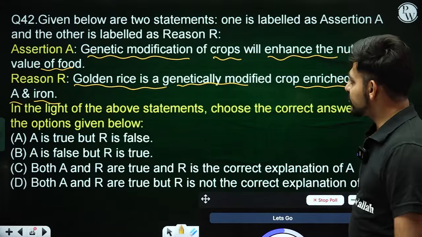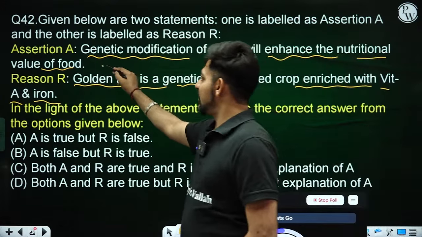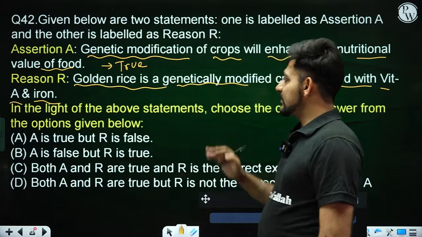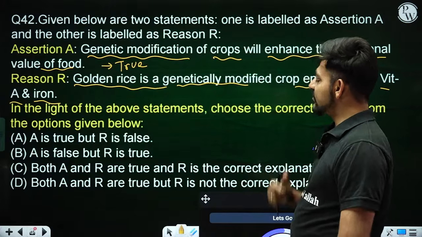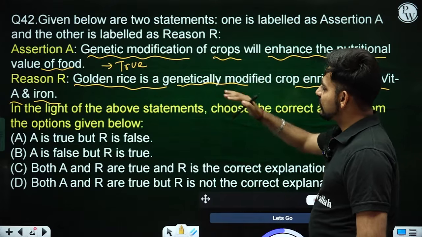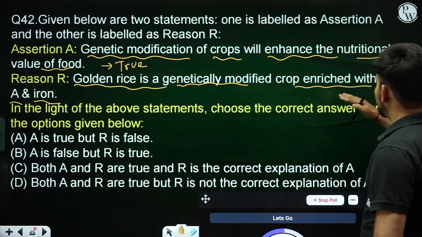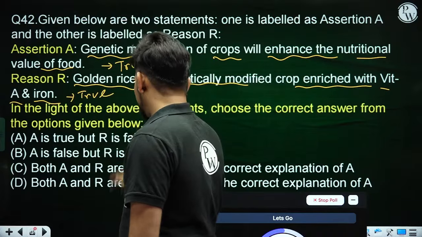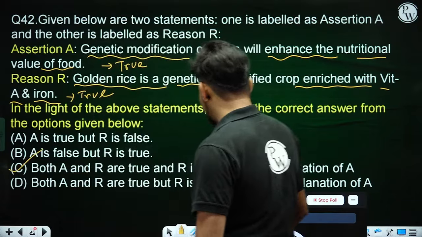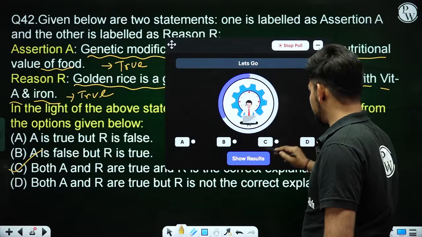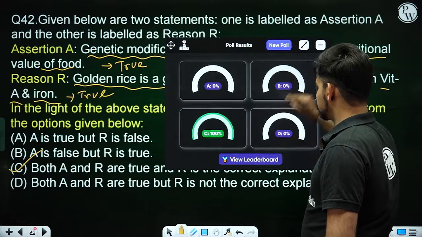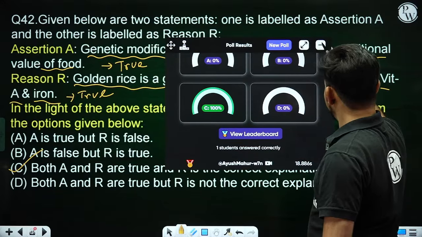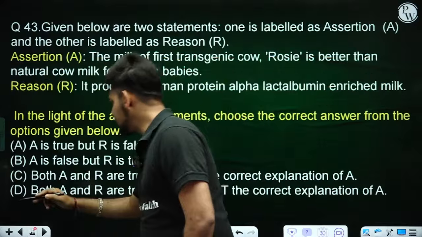Genetic modification of crop will enhance the nutritional value of food. That's a true fact. And the reason is saying, yes, one of the examples is golden rice. We can justify it that golden rice is genetically modified crop which is enriched with vitamin A and iron. That's also true. So both assertion and reason are true, and the reason is the correct explanation. Okay, so Ayush was really quick while giving the answer.